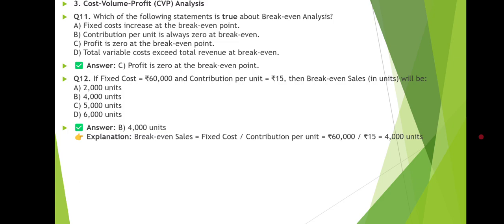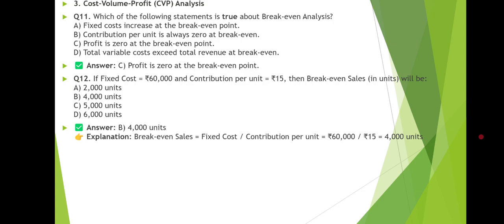Next topic we have is cost volume profit analysis, and these are the questions based on this topic. Which of the following statements is true about break even analysis? The right answer is C, profit is zero at break even point. And the next question: if fixed cost is equal to 60,000 and contribution per unit is 15 rupees, break even sales in units will be 4,000 units.